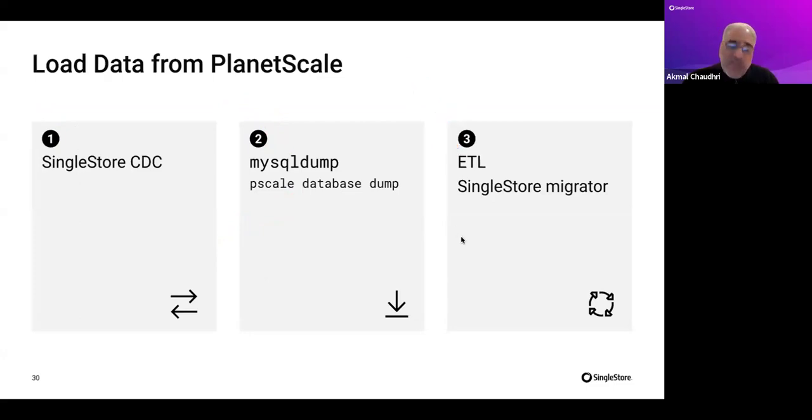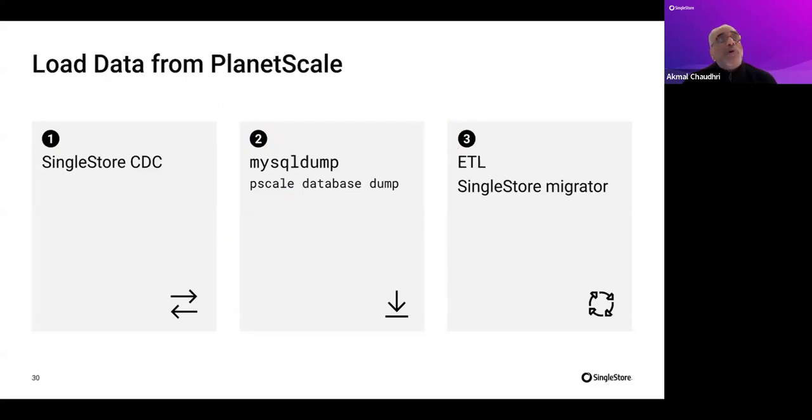Other possibilities: there are lots and lots of ETL tools around that could help, but we have something that we've just released within the last day or two. It is actually a SingleStore migrator tool, and I'll show you that. Matt will share the link for that with you very shortly. So that's something that you can use. You can see there's a variety of ways you could do it.